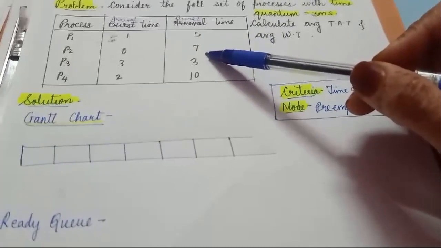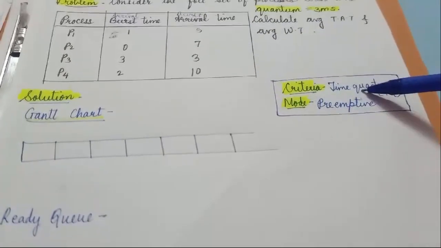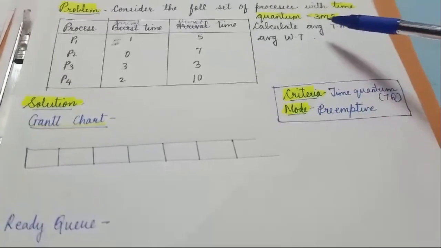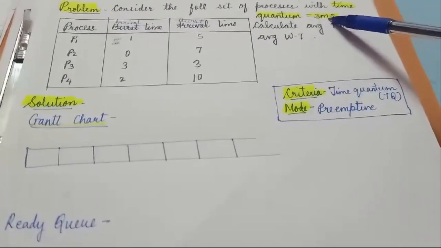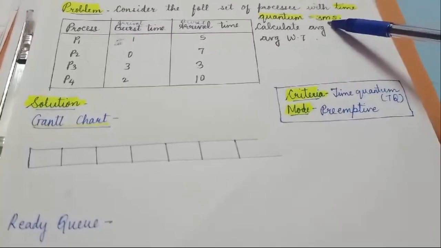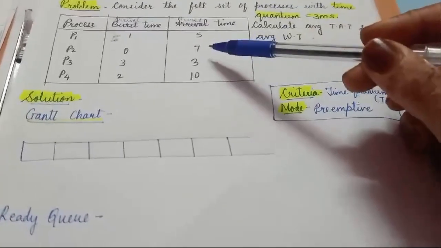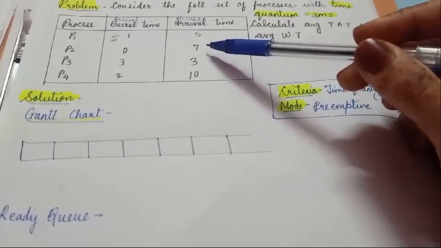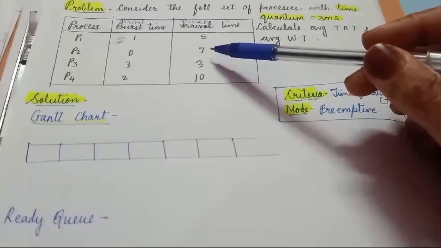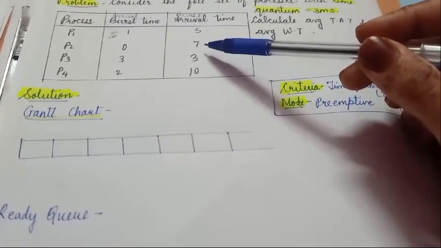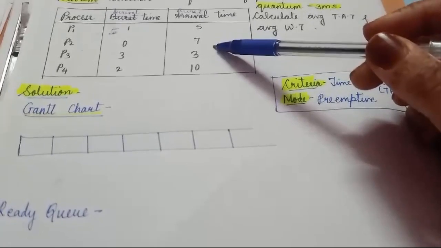As round robin criteria is time quantum, and the given time is 3 ms, it will process till 3 seconds. That is 7 minus 3 is 4. It will process for 3 seconds and the remaining time will be 4 left for the P2.